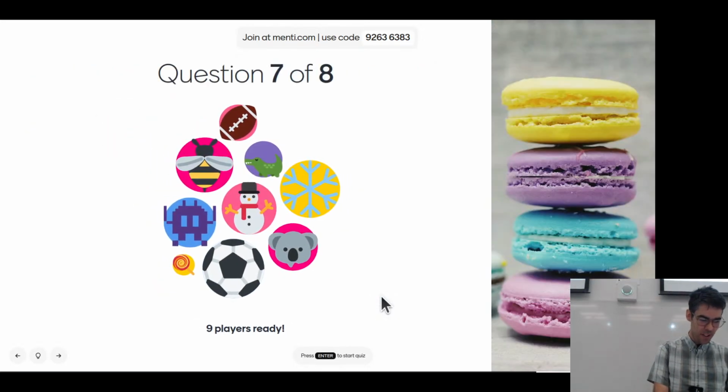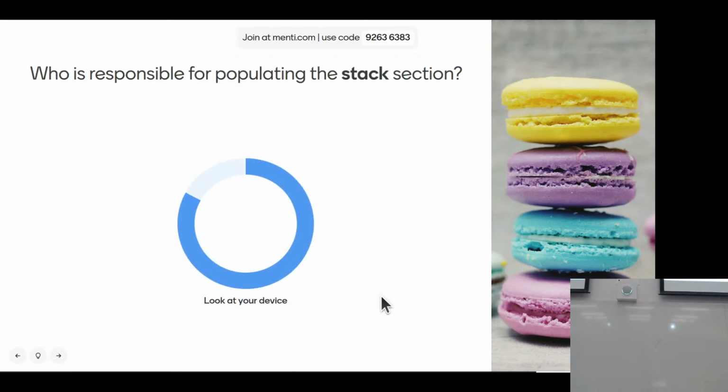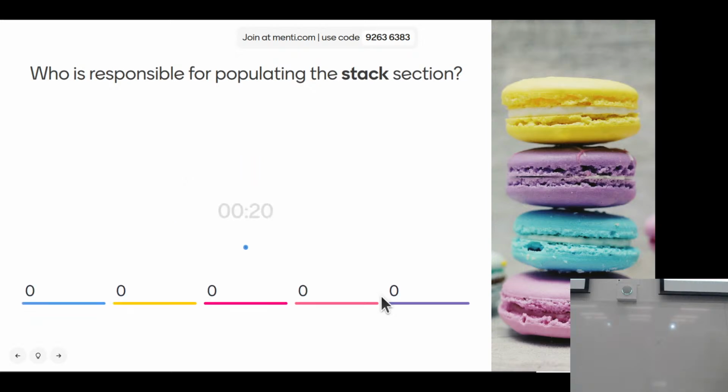Here's the next question. The order of these options are the same for the next 2 questions. So the options that you're going to see are the same, and they're going to be in the same order.